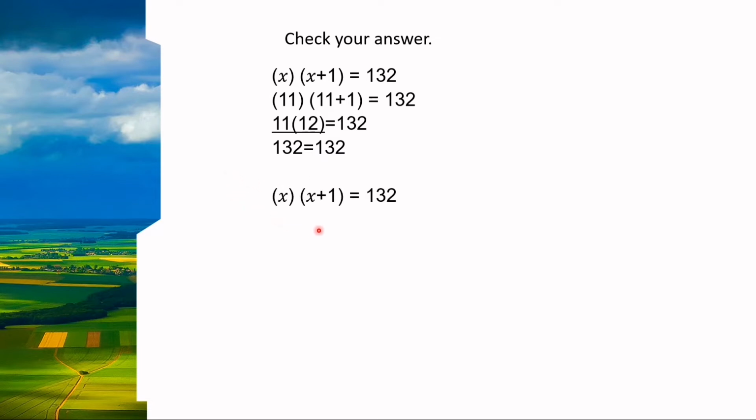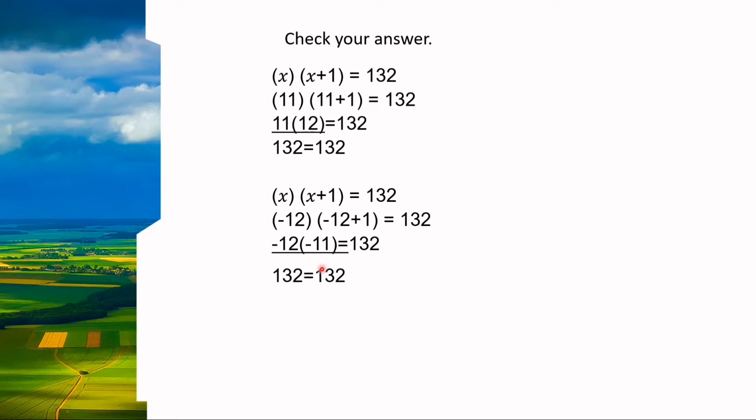Let's have the other one. Right? Let's make use of negative 12. So here we have negative 12 times the quantity negative 12 plus 1, and that is equal to 132. Let's see. So we have negative 12 times negative 11. Multiplying two negatives, what will be the result? That's 132. So 132 is equal to 132.